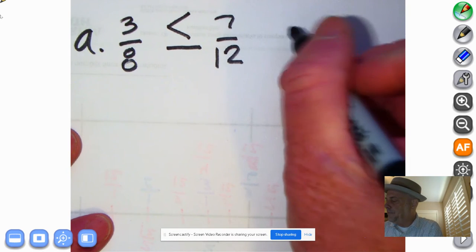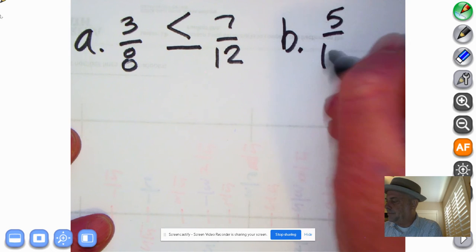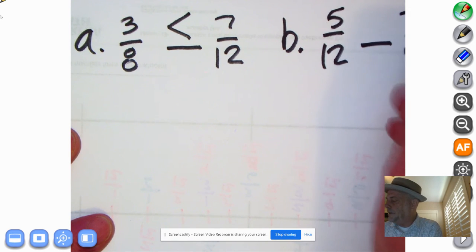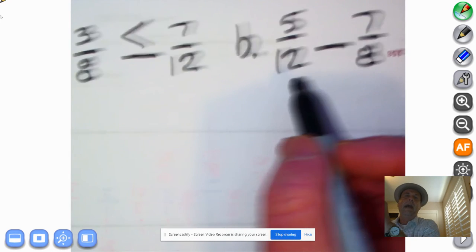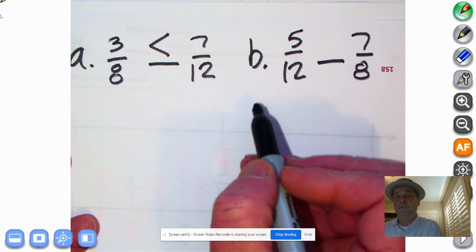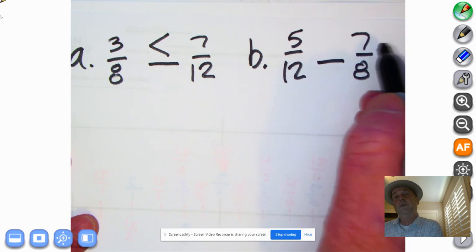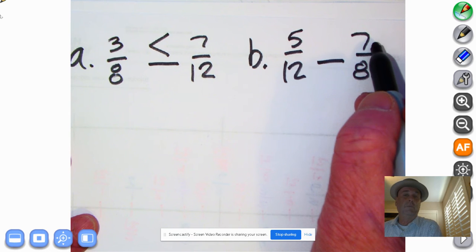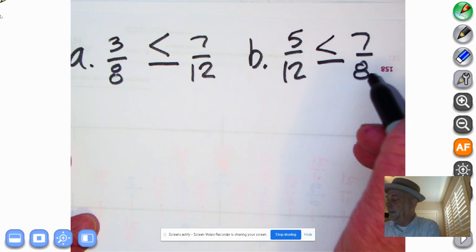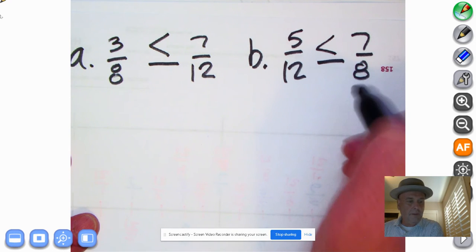Let's go to B. B is 5/12. Is it greater than or less than 7/8? Well, think about this. Like we just said, half of 12 is 6. So this is less than 1/2, right? It's 5/12. Half of 8 is 4. So this is greater than 1/2. So 7/8 is greater than 5/12. We need 7/12 to get to one whole. We only need 1/8 to get to one whole there.